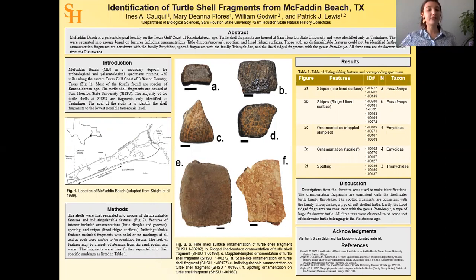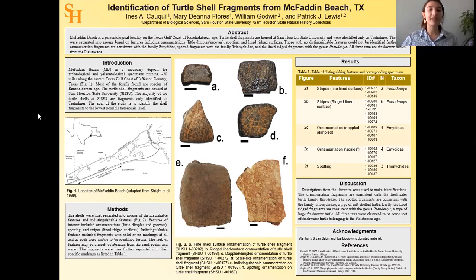McFaddin Beach itself is a secondary deposit site for a lot of archaeological and paleontological specimens. As we can see in Figure 1, McFaddin Beach is located in eastern Texas along the eastern coast, where the beach itself runs for about 20 miles.